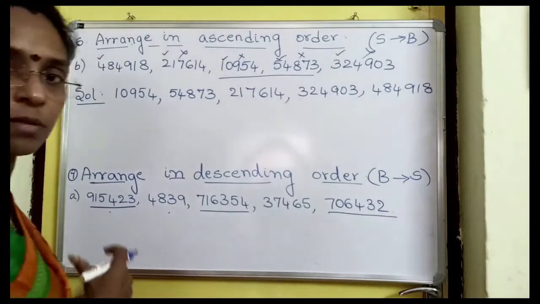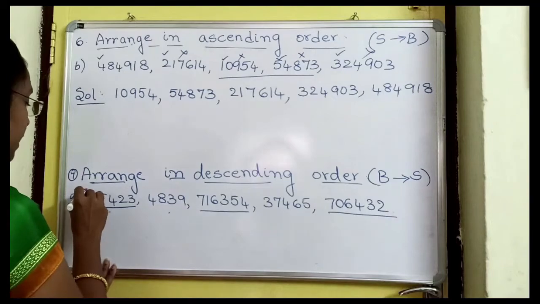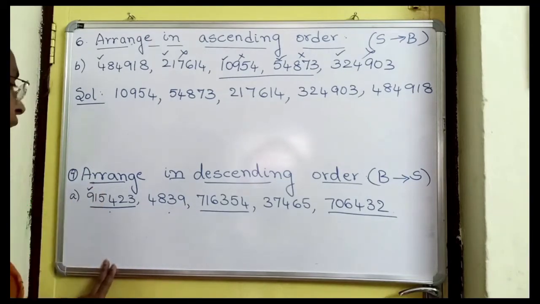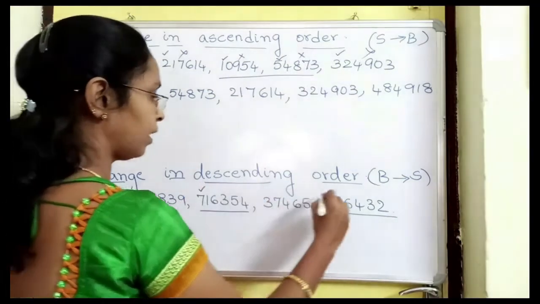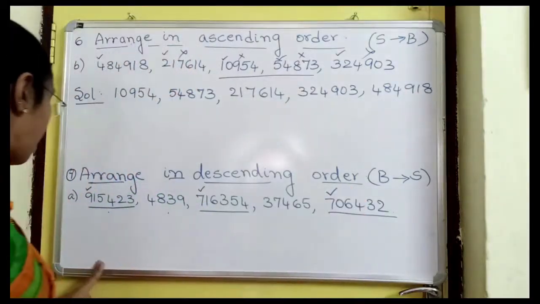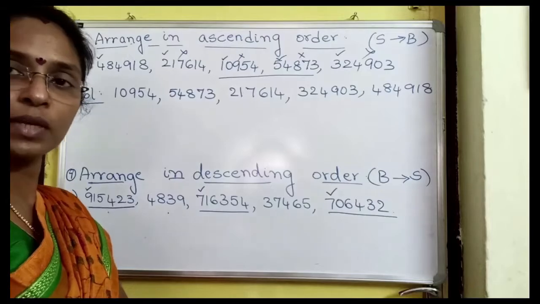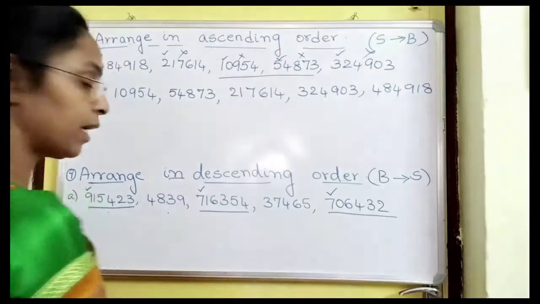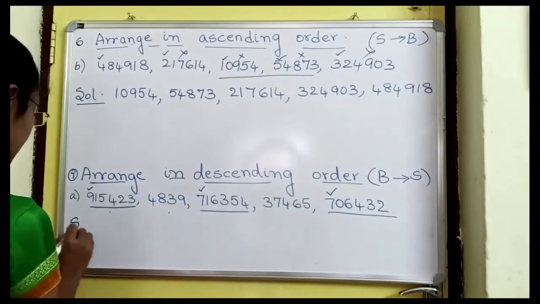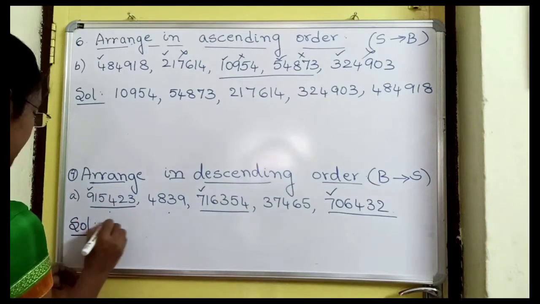Now compare the highest place values. In the highest place values, this number is having 9, this number is having 7, this number is having 7. Out of 9 and 7, which is more? 9 is more. So the number starting with 9 will be the greater number. Let us write.